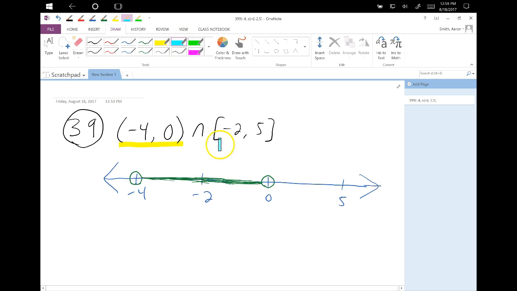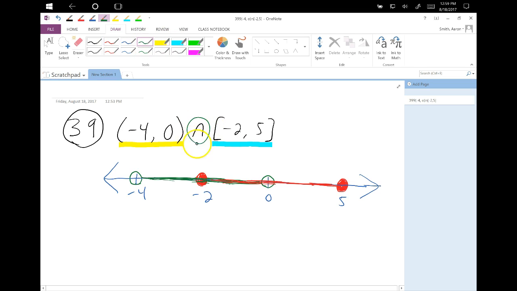Let me deal with the second one now, the -2 to 5. Now this one has brackets on both of them, and when there's brackets we do a closed circle. So I'll do this one in red, -2 with a closed circle, 5 with a closed circle, and I shade in that. Now we've graphed both sets, okay, and we want to talk about their intersection.